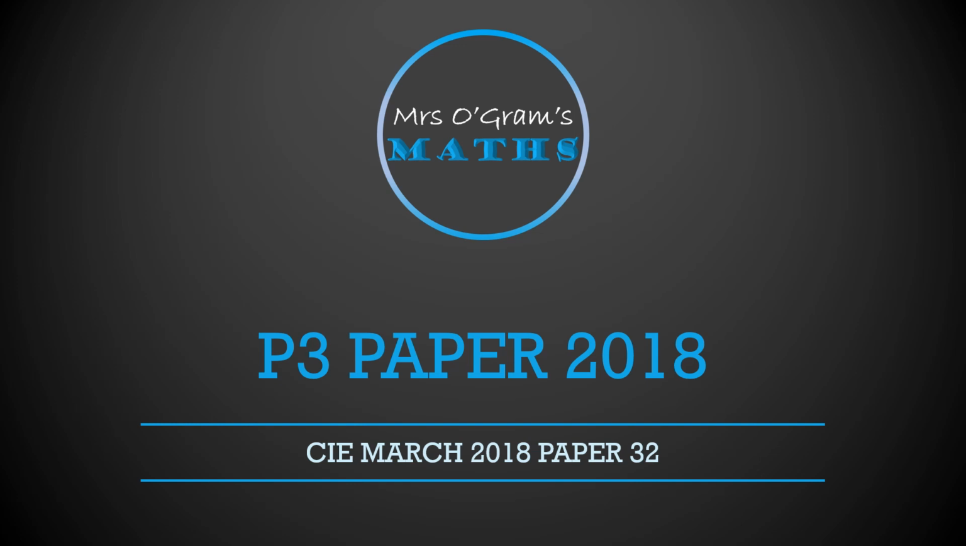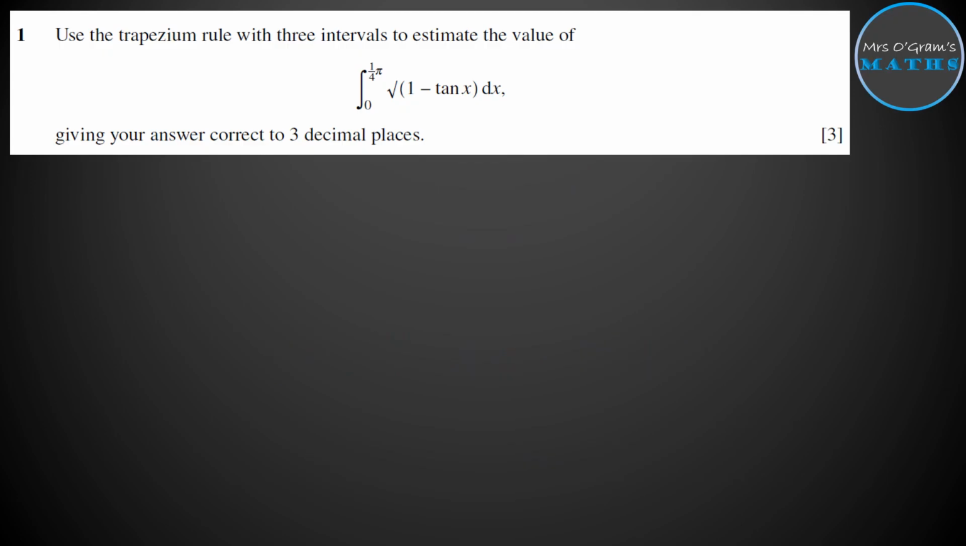We've got the worked solutions here for the P3 paper from 2018, and this is the March series. So it's paper 32 from March 2018. Question 1 is about using the trapezium rule that is on your formula sheet. And that looks like this.